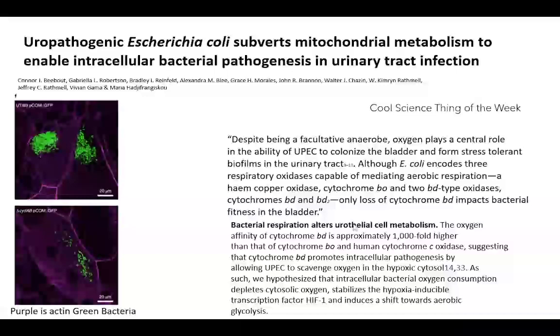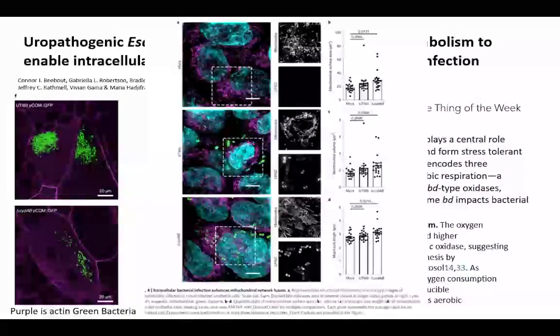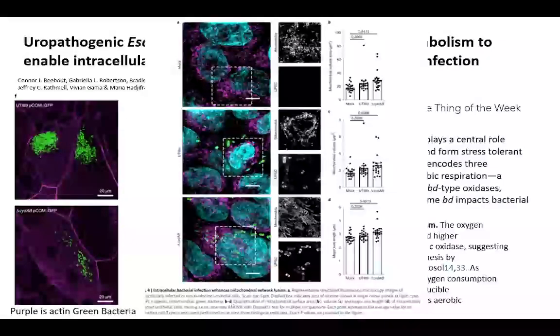But it does one other thing as well. As such, we hypothesize that the intracellular bacterial oxygen consumption depletes cytosolic oxygen and stabilizes the hypoxia-induced transcription factor, HIF1, which we'll talk more about in a second, and introduces a shift towards aerobic glycolysis. So they're saying, hey, we want to make sure that we set up our bacteria to drive towards an aerobic environment, even though there's not a ton of oxygen in bladders, but they do it for a very specific reason.